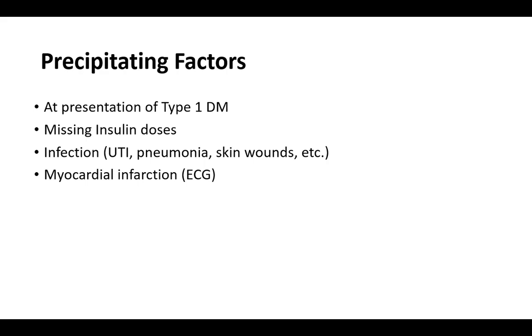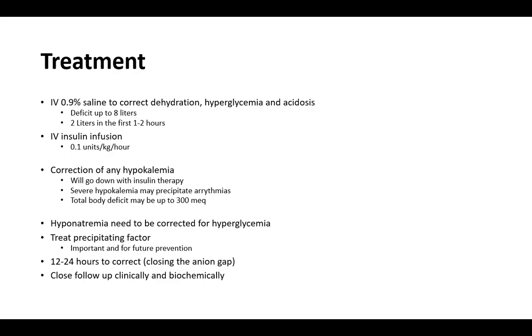So missing insulin dose, infection, UTI, pneumonia, skin wounds, myocardial infarction also. So if you have a middle-aged man who comes in with DKA, always run an EKG. Very important. Your patient might have a myocardial infarction. Get a chest X-ray for pneumonia. Look for any infection. Urine analysis. So the treatment, we already went through this.